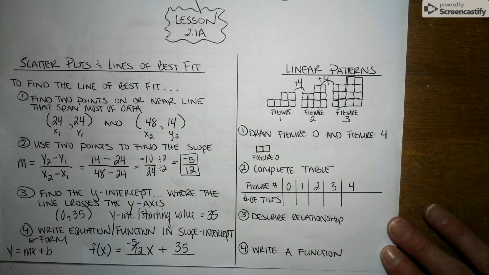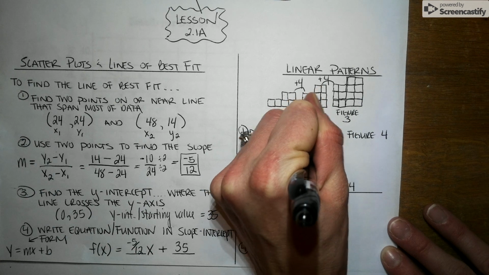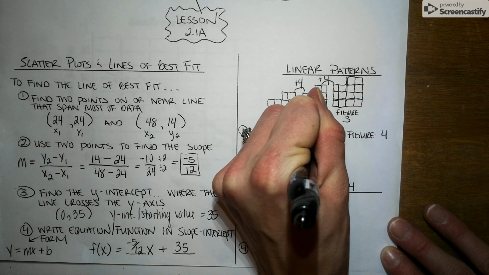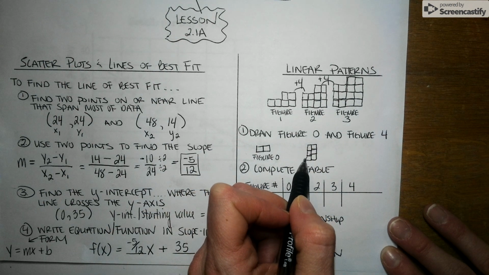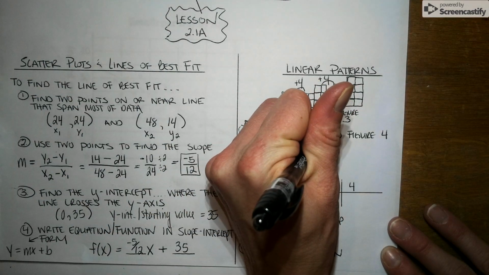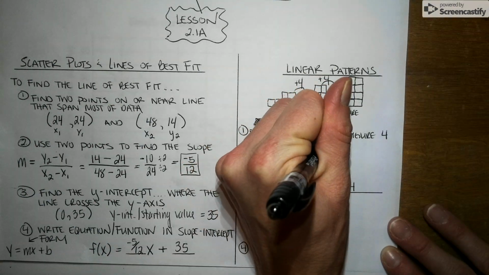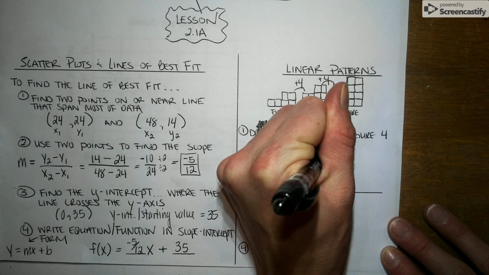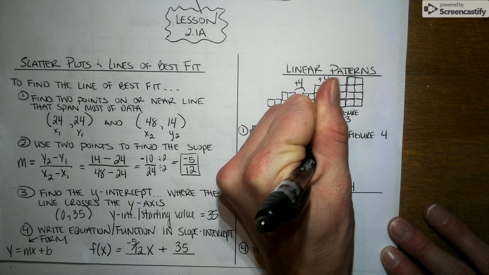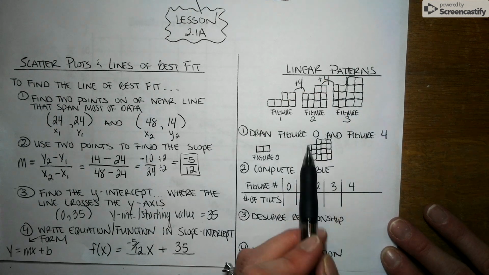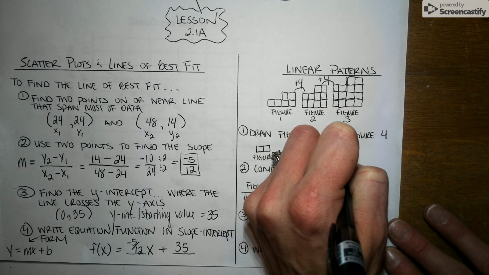So for figure 4, I'm going to draw 2 columns with 3 tiles in each. So 1, 2, 3, 1, 2, 3. And then I'm going to draw 3 columns with 4 tiles in each. 1, 2, 3, 4. 1, 2, 3, 4. 1, 2, 3, 4. So now if I count all of these up, I will get a total of 18 tiles, and this is figure number 4.